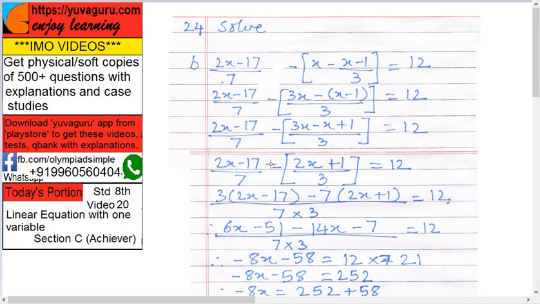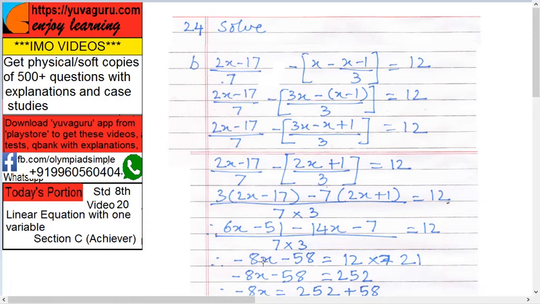3 into (2x minus 17) minus 7 into (2x plus 1). Even if you remove the square bracket over here, it doesn't matter because the denominator is common now. And below, denominator 7 into 3, 21 as it is, and 12 as it is. Solve this now. 3 into 6, 6x, and 17 into 3, 51, minus 51, right? Minus 7 into 2x, minus 14x, and minus 7 into plus 1, minus 7. The whole upon 7 into 3 or 21, you can write it, equals to 12.